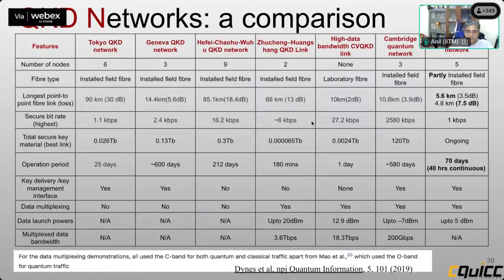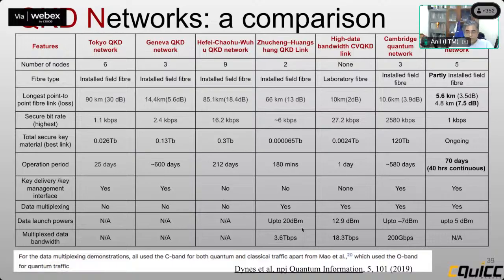So someone is doing it in megabits per second, 2580 kilobits per second, whereas everybody else is still stuck at kilobits per second. Right? Someone is running it for 1 day. Someone is running it for 580 days. There's a big difference in the stabilities, right?